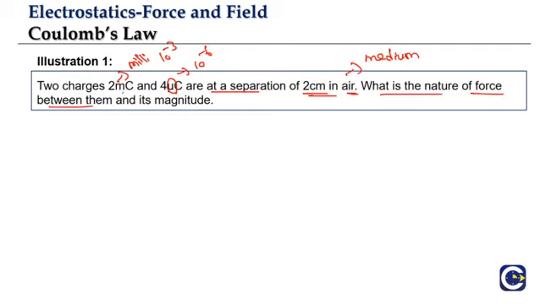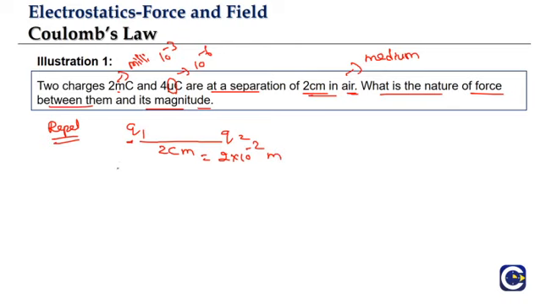So if you look at it, this is positive charge, this is also positive charge. So the two charges are like charges. So the two charges will be repelling each other. And its magnitude. So we need to find the magnitude. So we have the two charges Q1 and Q2. The distance between them is given as 2 centimeter. In terms of SI unit, it will be 2 into 10 power minus 2 meter.